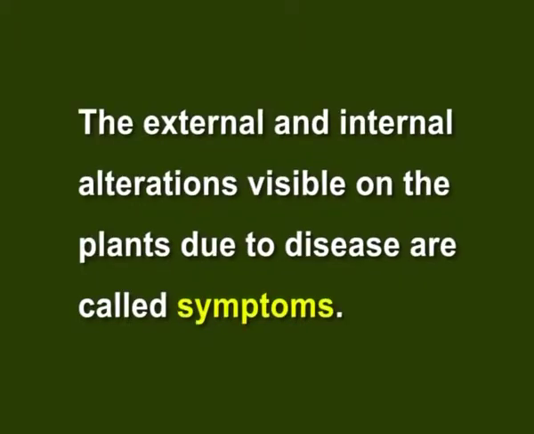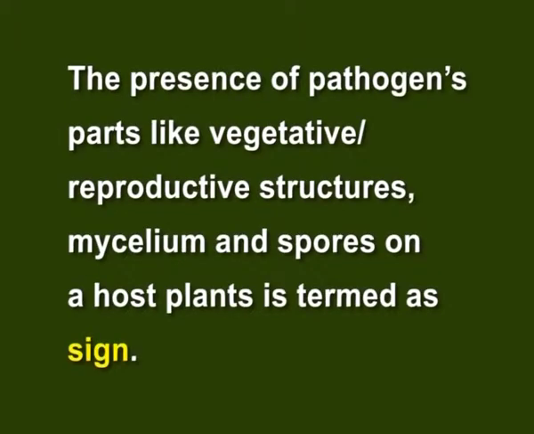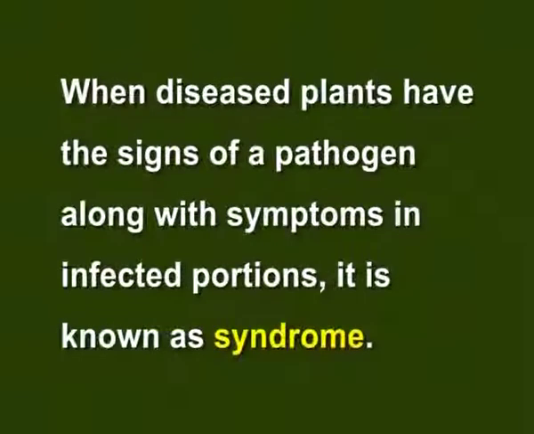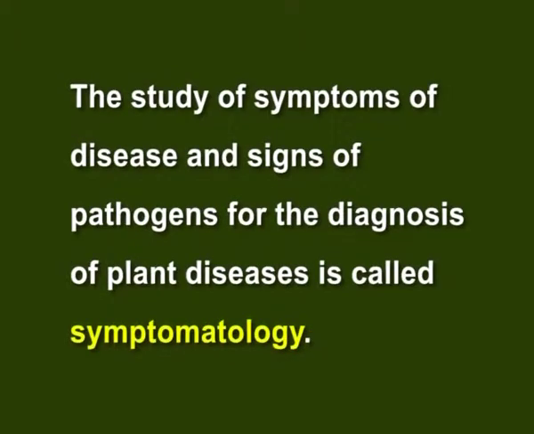The external and internal alterations visible on the plants due to disease are called symptoms. The presence of pathogen parts like vegetative, reproductive structures, mycelium and spores on a host plant is termed as sign. When diseased plants have the signs of a pathogen along with symptoms in infected portions, it is known as syndrome. The study of symptoms of disease and signs of pathogens for the diagnosis of plant diseases is called symptomatology.